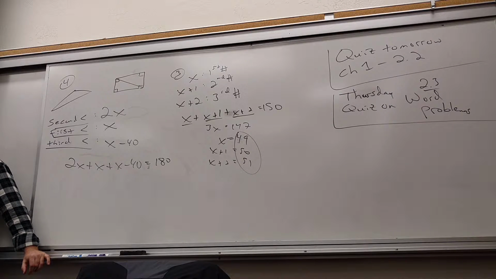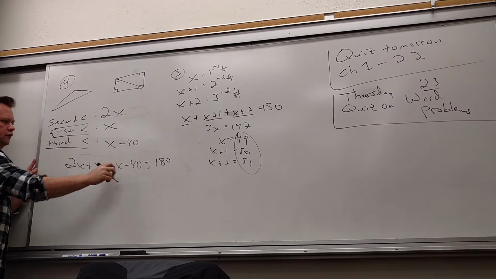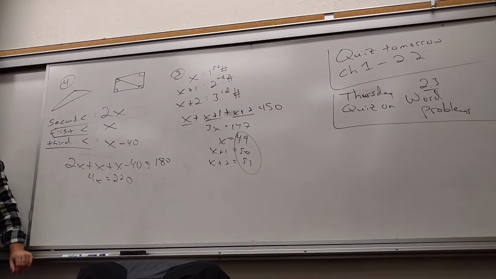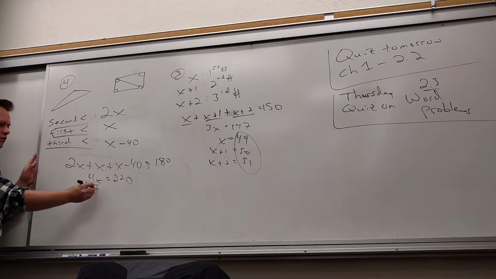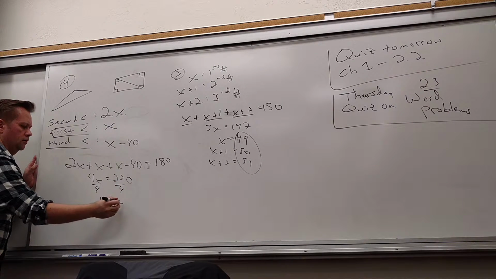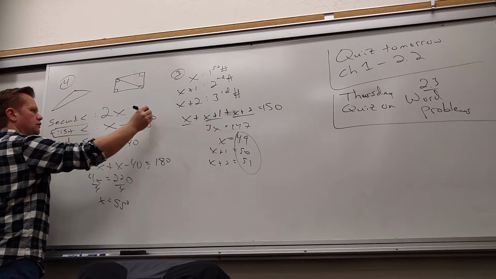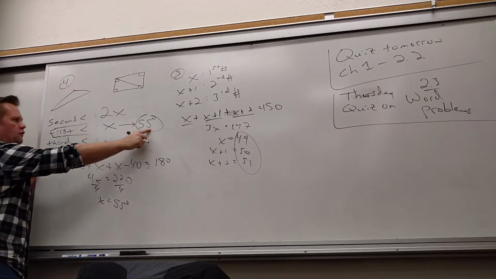All right. And then when you solve this, 4x, add 40, and then divide by 4, you get 55 degrees. So x, and then you can come back up here. Put your answers up here. x is 55, so the first angle is 55 degrees.